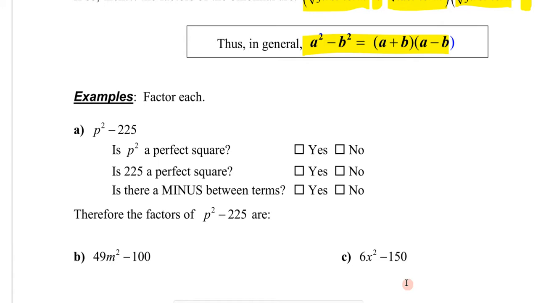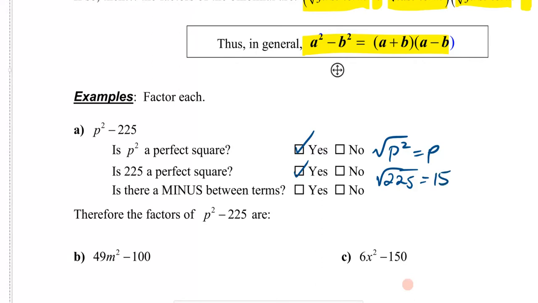So p squared minus 225. Check, is p squared a perfect square? Well, yes it is, because the square root of p squared is equal to p. 225, well, you can check on your calculator if you need to, but it turns out the square root of 225 is equal to 15. And is there a minus sign? Yes, there is. So then all you have to do is write the square root of p squared, which is p, and then the square root of 225, which is 15. Do this again for another bracket, so p and 15. Make one bracket plus and the other one minus. And there's your factored form.